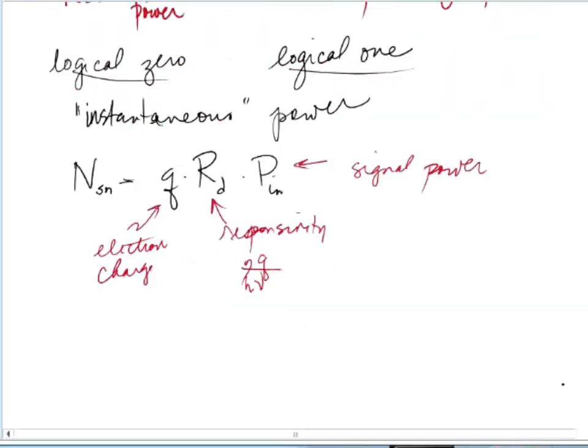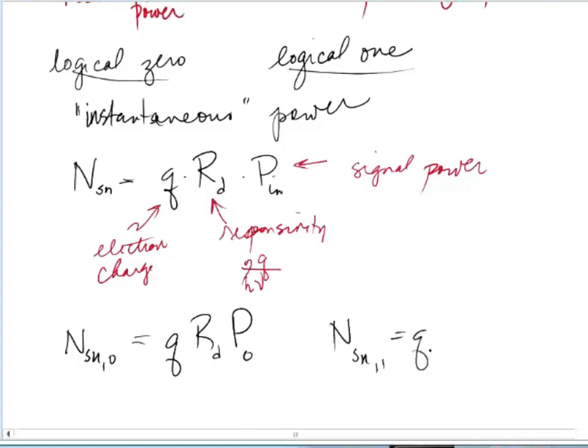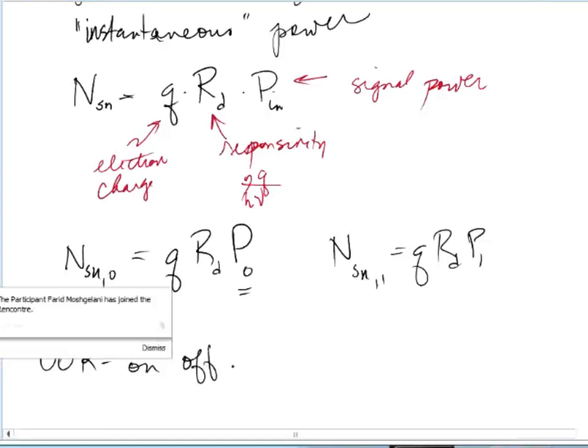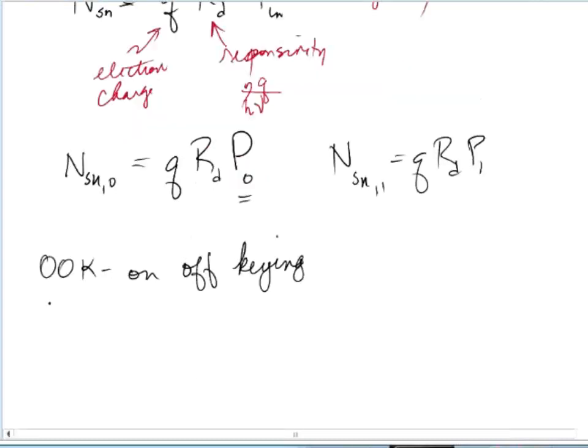So right away we can see that what we should be talking about are two different power spectral densities. One is for a logical 0, which would be QRD times the power in a logical 0, and the shot noise for a logical 1, QRD P1. In a perfect optical communication system, I'm going to talk today exclusively about on-off keying, which is also known as intensity modulation with direct detection.